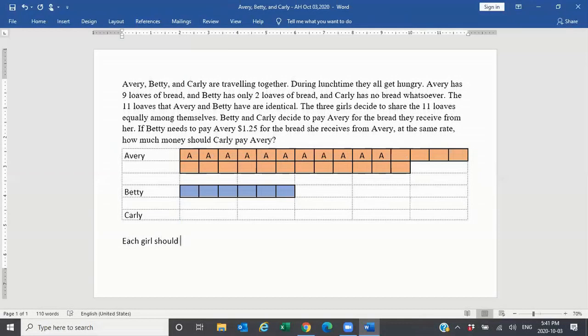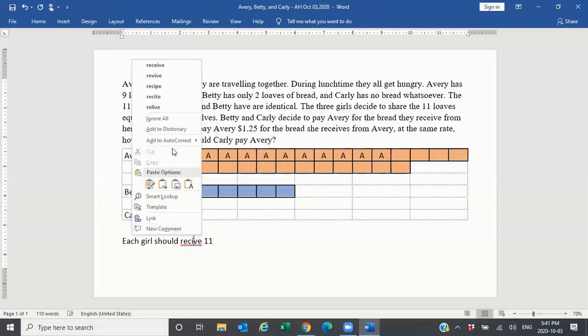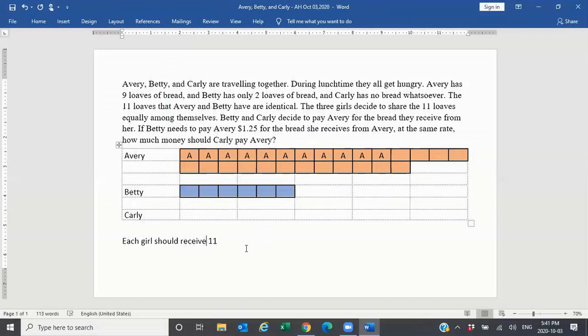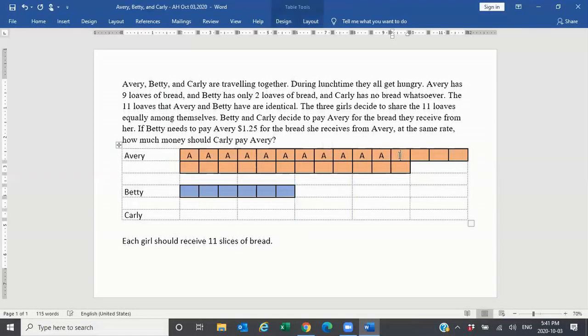And write down each girl should receive 11. That's not how you spell receive. I'll just fix that really quickly. Forgot the E, didn't I? Slices of bread. There. Right, so Avery has her 11.